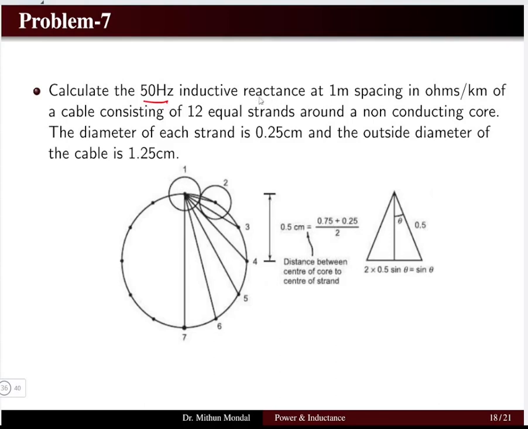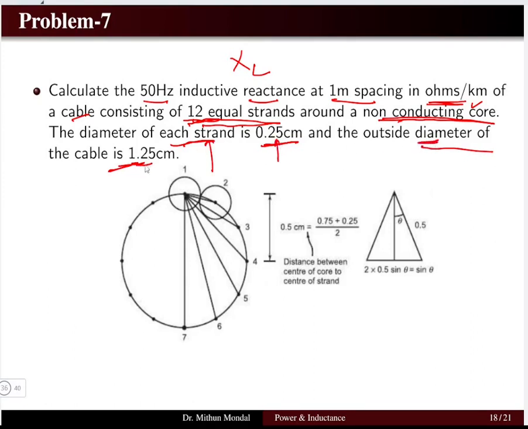Calculate the 50 Hz inductive reactance, that is XL, at 1 meter spacing in ohms per kilometer of a cable consisting of 12 equal strands around a non-conducting core. The core is non-conducting and 12 strands are there. The diameter of each strand is 0.25 centimeter. The outside diameter of the cable is 1.25 centimeter. So each strand diameter is 0.25, whereas the outside diameter of the cable is 1.25 centimeter, and there are 12 strands. So how do we obtain the inductive reactance of the line? That we have to calculate.